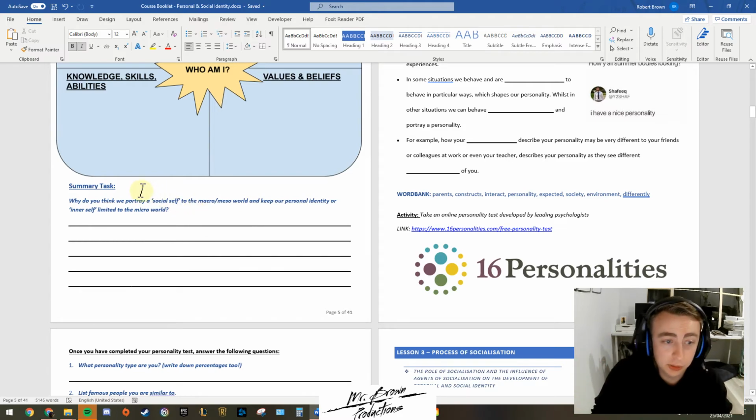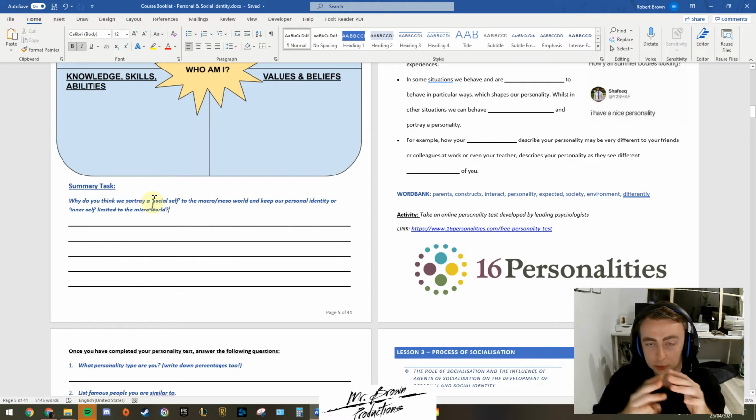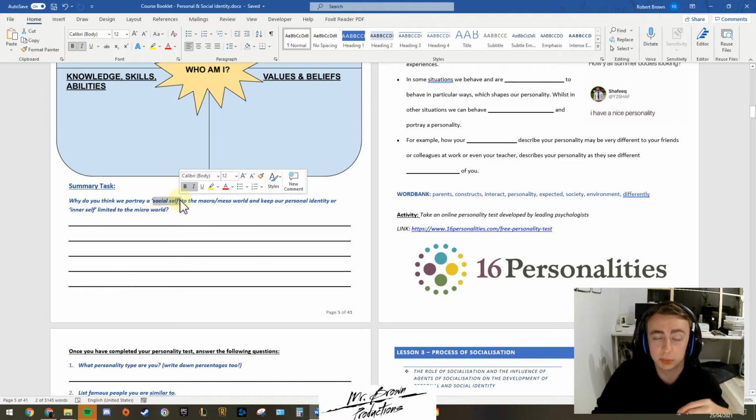So the question is, why do you think we portray a social self to the macro and meso world and keep our personal identity or inner self limited to the micro world? If we break this question down, remember we've got 3 different types of identity: personal, social, and cultural. Here we're looking at the personal and social aspects. If we paraphrase this question, why is it that we're very different around our family and close friends than when we're out in public, say at school or in the workplace?